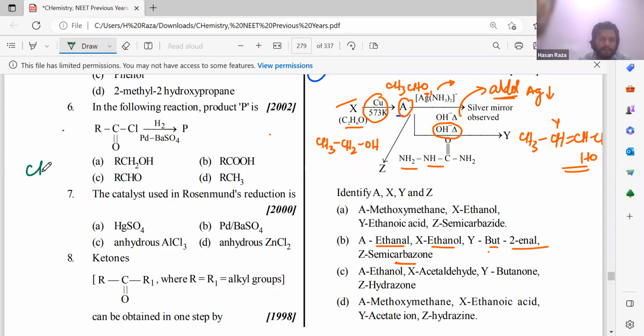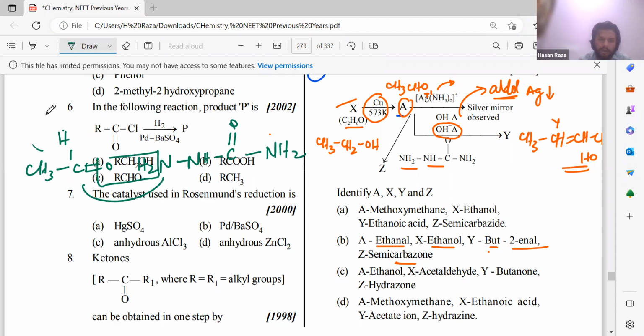See, this is your CH3 C double bond O, and this is your H. And now I'm going to show you this NH2. I'm going to write H2N, then NH, and then C double bond O, and then NH2. So first you are going to just remove the water, and this is known as semicarbazone. Is that clear, everyone? So it will be basically CH3, CH double bond, and then N, and then NH, and then comes your C double bond O, and then NH2. This is known as your semicarbazone.